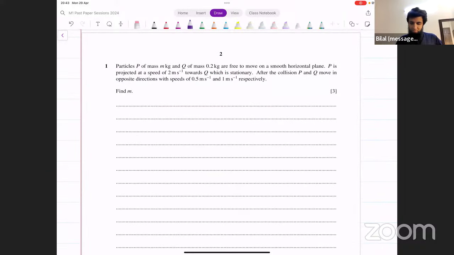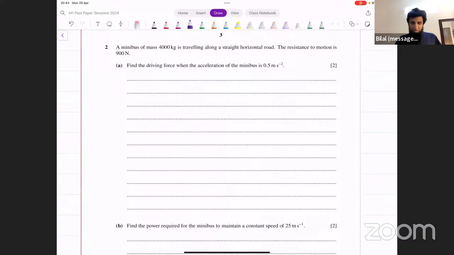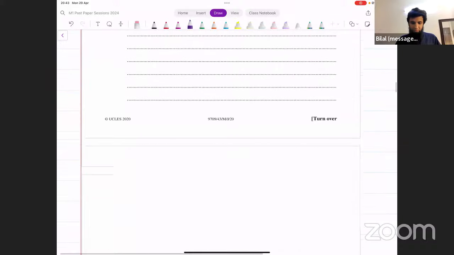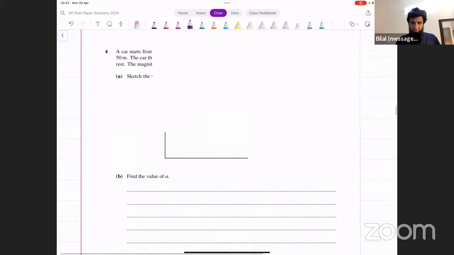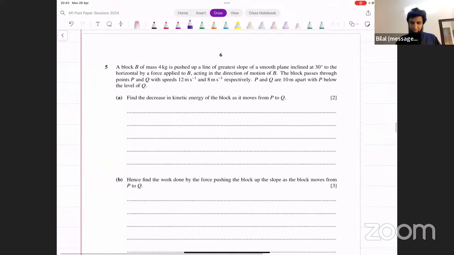Okay. The first question is a simple momentum problem. Okay, and then, okay, diffusion power, forces, switching the last one. Yeah.